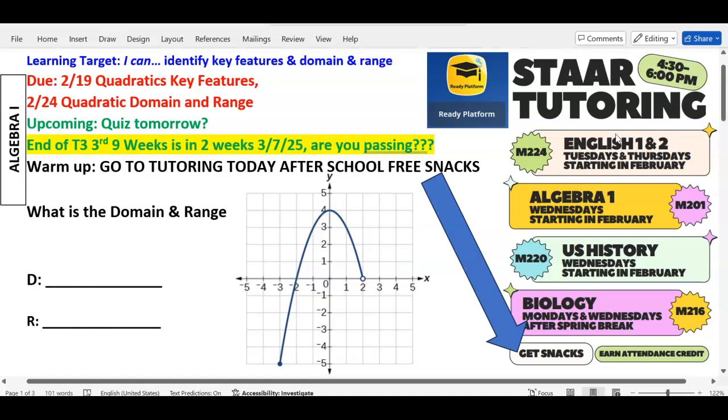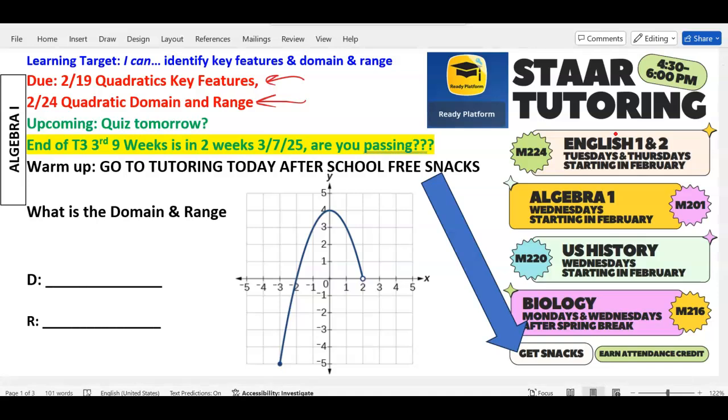Now, these two assignments are due: Key features, quadratic domain and range. Make sure you turn those in because I'm going to update it by tomorrow probably with your updated grade. Because what's happening next Friday? End of the grading period. You got to have your grades up.